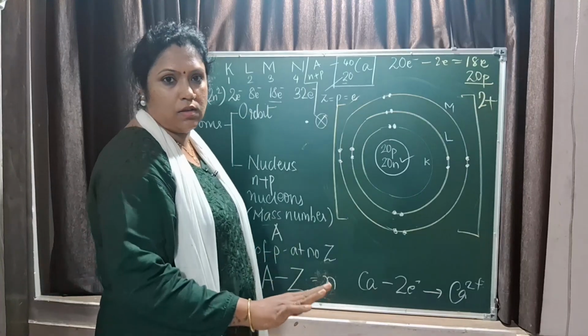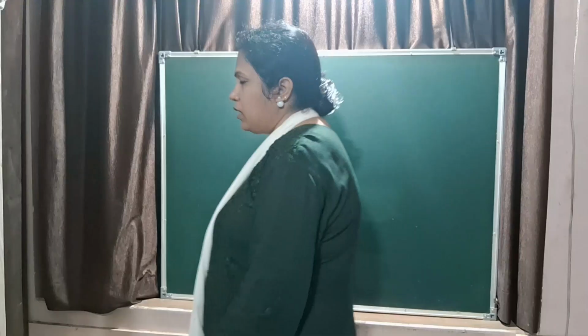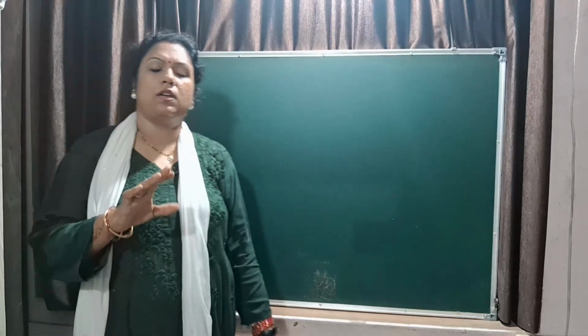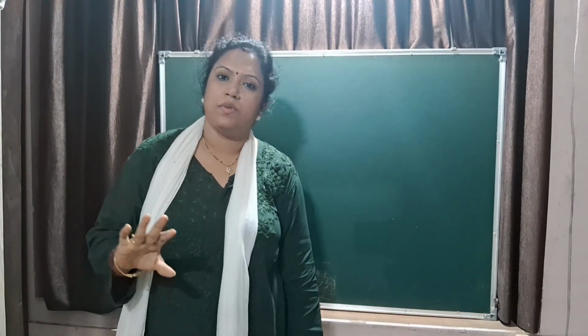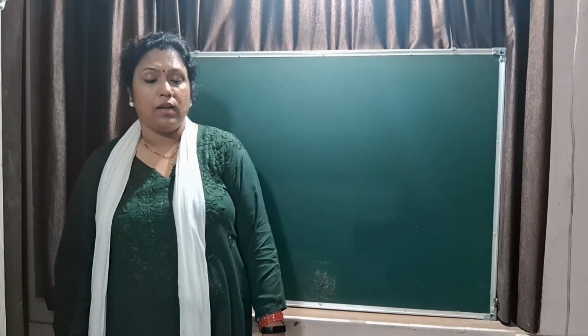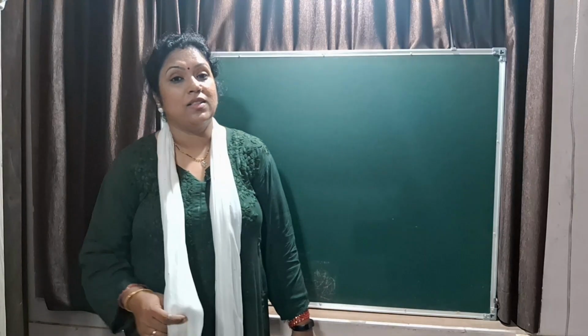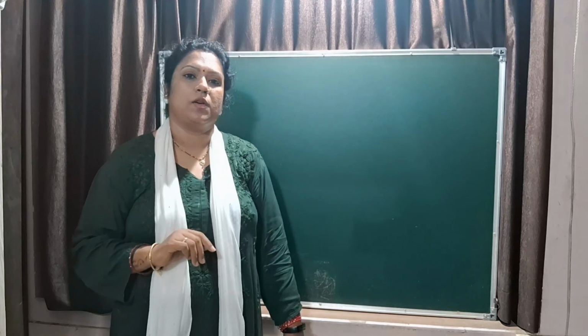Is this understood? Now let me clear the board. Now we have understood how to write the symbols, then how to make the formula, then how to write the formula by exchanging the valencies. So the alphabet word is done. Now next is making a sentence, that is writing a chemical equation and then balancing the chemical equation.